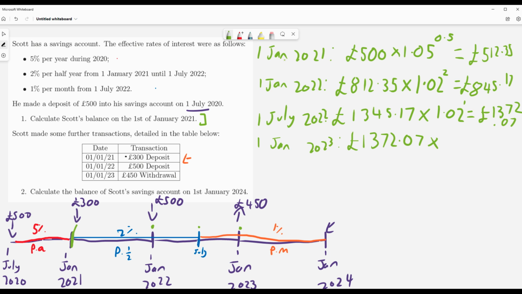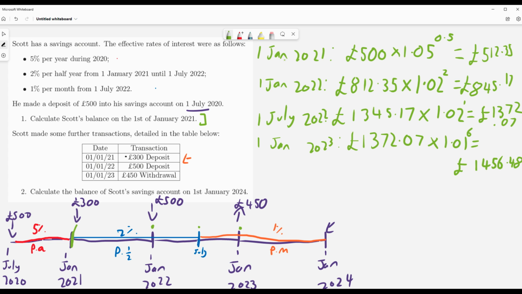And this interest rate now is going to be 1% per month. And I'm just calculating it for this 6-month period here. Okay, let's write my answer down here. So I'm going to times this by 1.01 to the power of 6. And that's going to be £1,456.48.